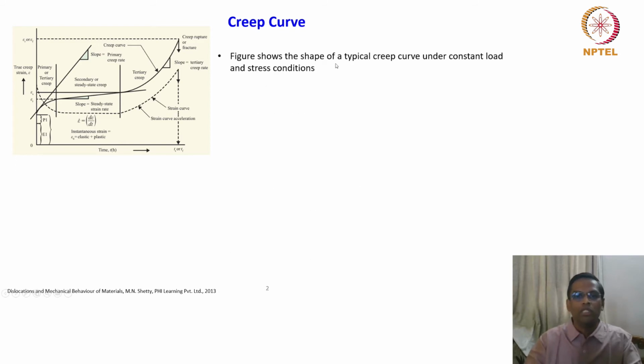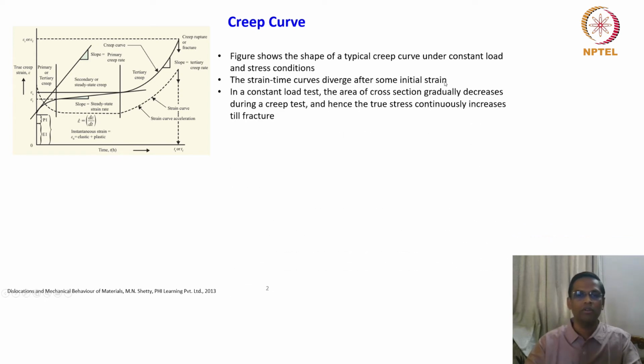The figure shows the shape of a typical creep curve under constant load and stress conditions. Typically, as I mentioned, it is done at constant load. The setup of creep testing is similar to a high temperature testing setup, except the strain will be very, very low, and the load which we can vary will be slightly different. Rest all the same. The strain time curves diverge after some initial strain. This is what we have just said.